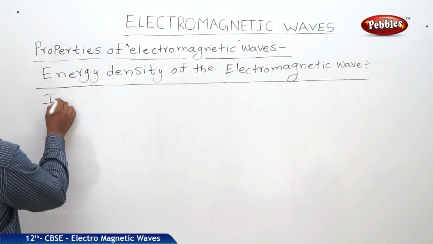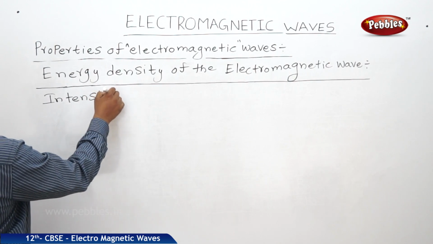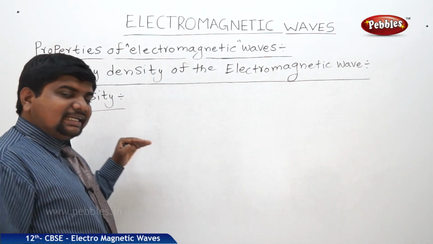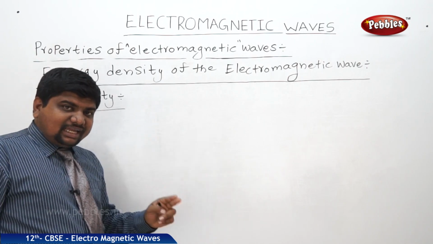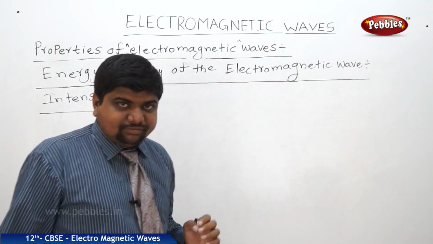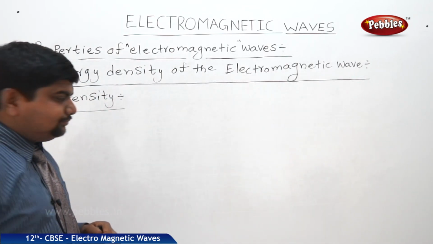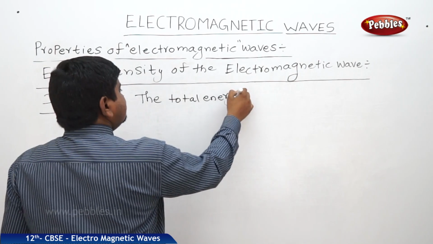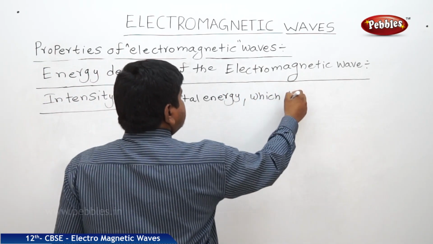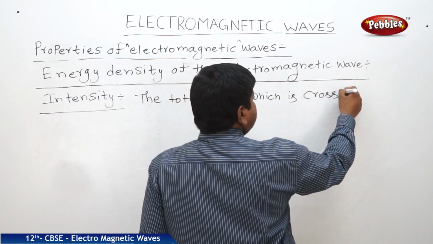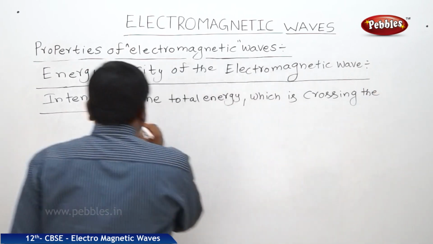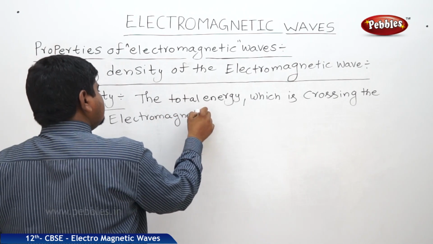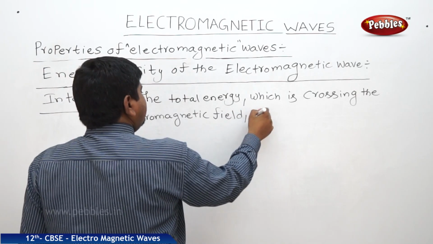Next, intensity. What is intensity? The total electromagnetic energy which is crossing in unit time perpendicular to the propagation of the electromagnetic wave is called the intensity of the electromagnetic field. The total energy which is crossing the electromagnetic field per unit time.